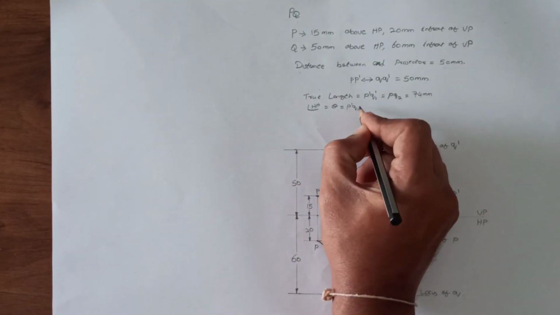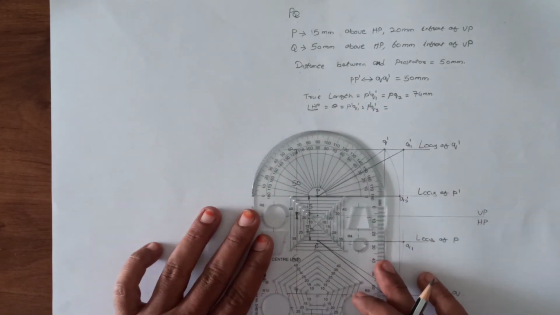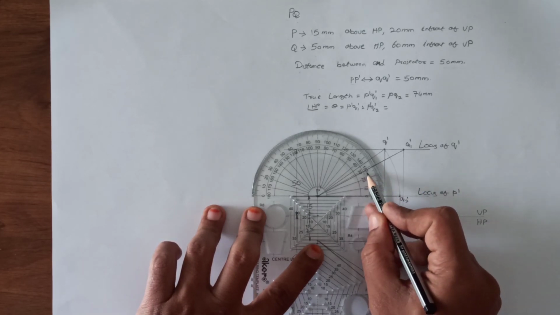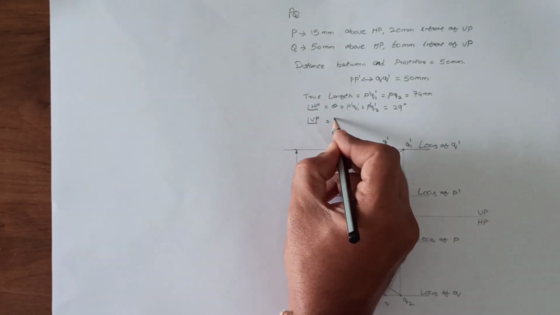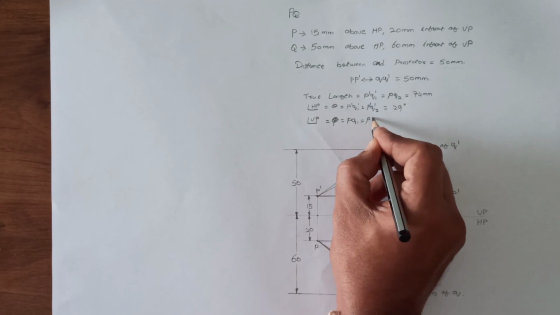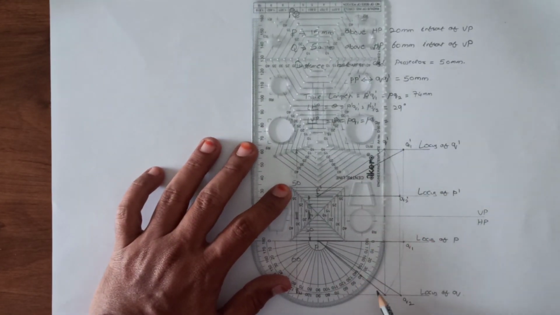Similarly, we are also asked to find the true inclination. The horizontal plane inclination theta is the angle between P dash Q1 dash and P dash Q2 dash. Similarly, the vertical plane inclination phi is the angle between PQ1 and PQ2.